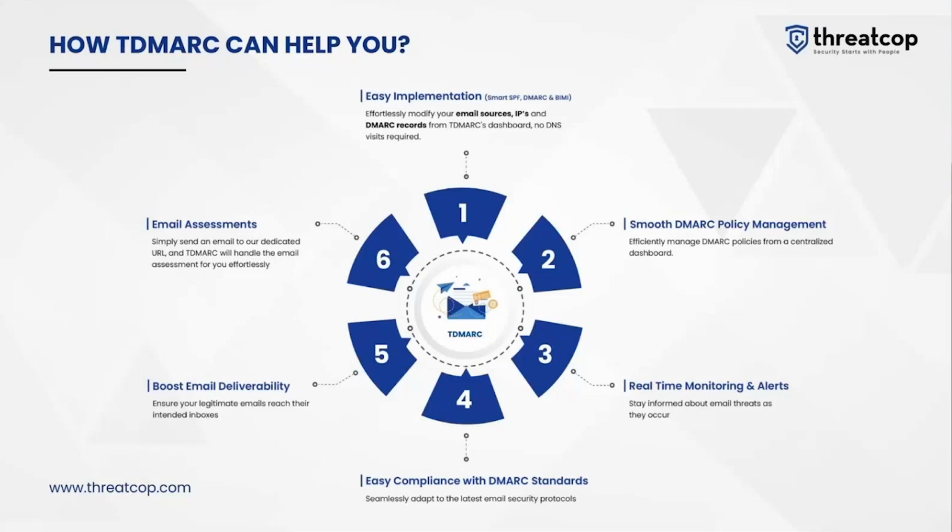Then we have real-time monitoring and alerts. Whenever a new IP comes in, I'll give an example: you have already defined sources, like courier services, say DHL and Blue Dart. Now, if somebody sends mail from a new source, say DTDC or any XYZ courier service, our tool will immediately inform you that the mail is coming from a new source. It will give you an alert about all the email threads in real time.